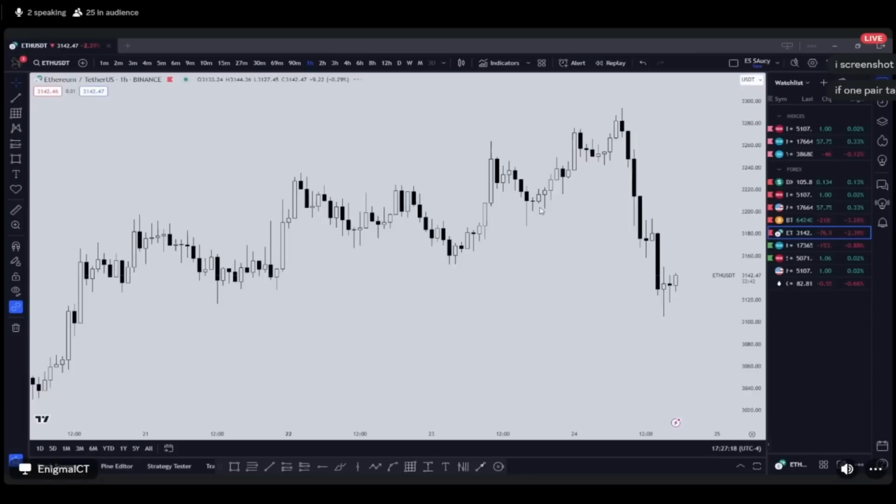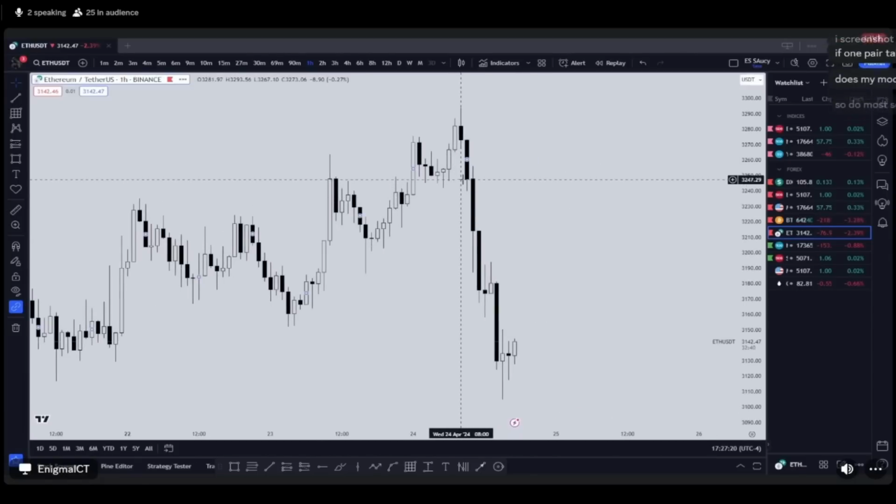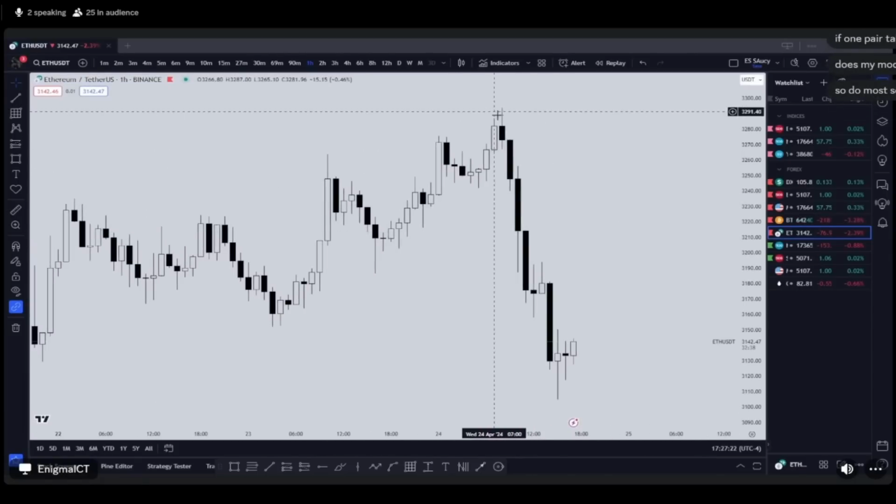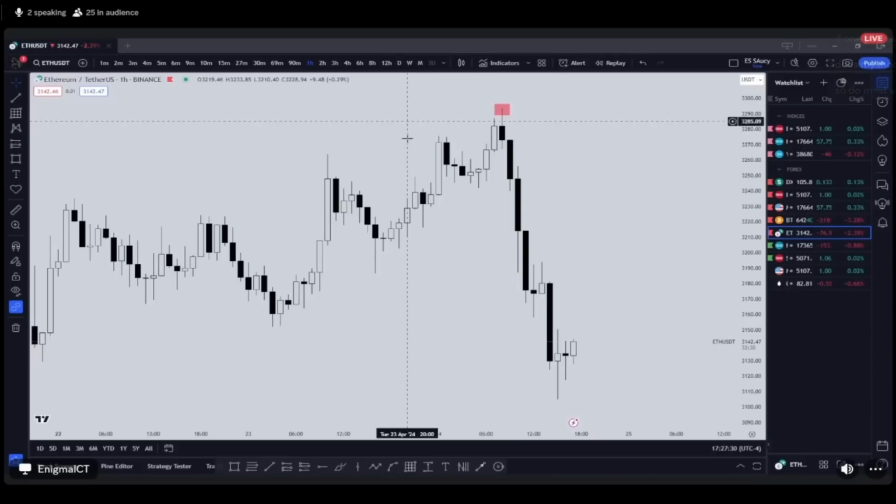So on the ICR, let's say this is the manipulation candle, and this swept the previous high, right? Or this is on Ethereum, and if BTC did not, it's still fine. It could still go lower because we have a higher time frame SMT. This is the same as BTC going lower.